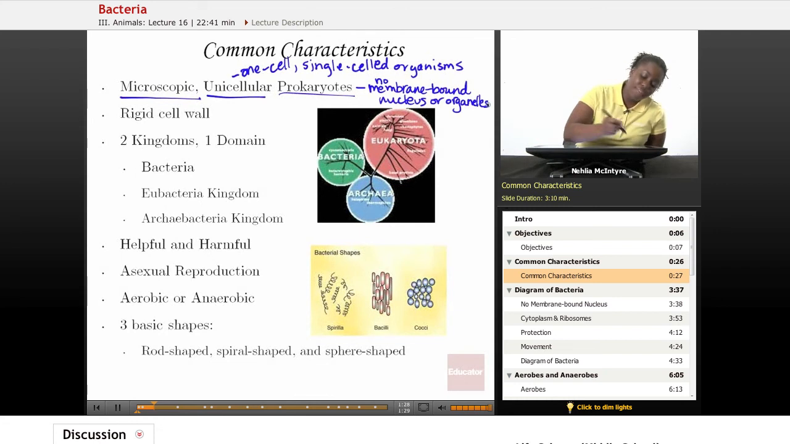Bacteria do have a very rigid cell wall, similar to plant cells, but obviously they're not plants. However, the cell wall does serve the same purpose. It's for protection and to give the cell more structure.